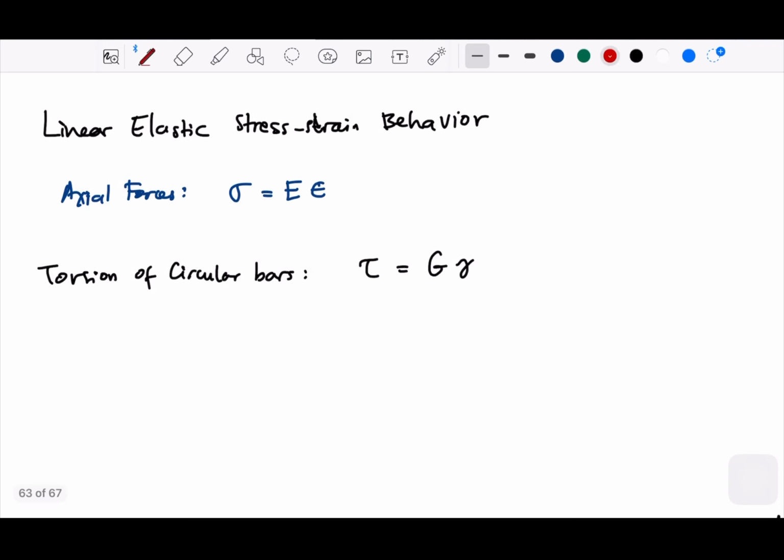Now we know from the previous calculations or mathematical models that this shear strain is equal to rho multiplied by the twist rate, d phi over dx, where phi is the twist angle. Now we can write this shear stress as G rho d phi over dx.